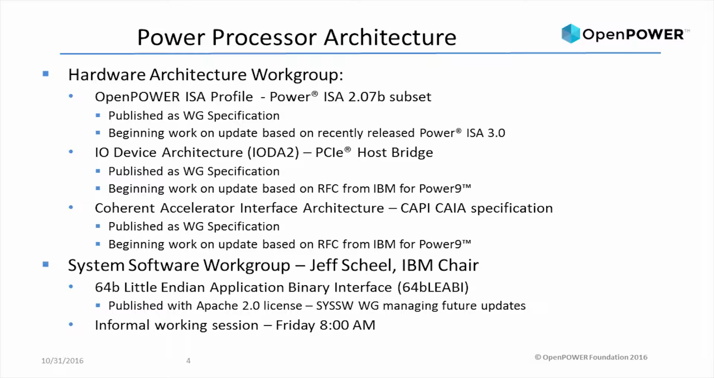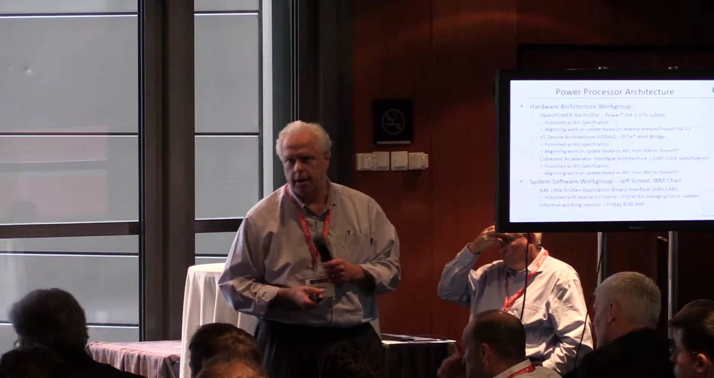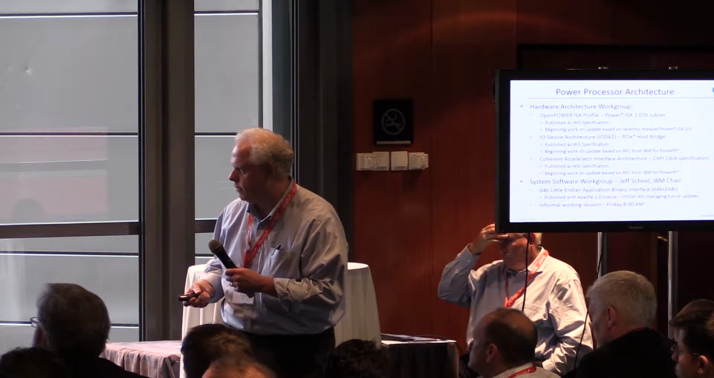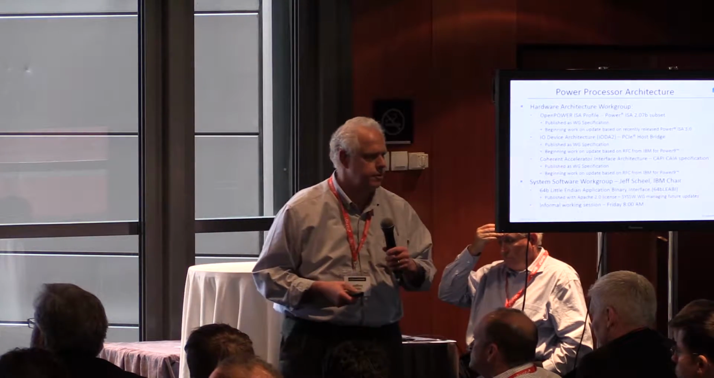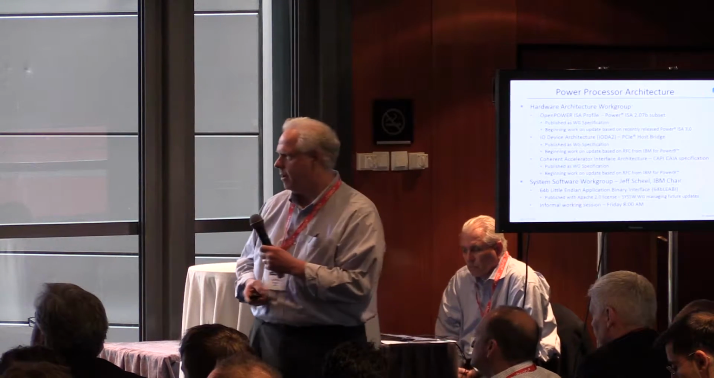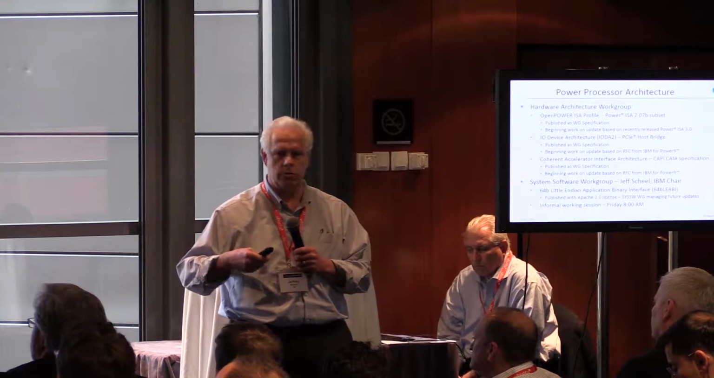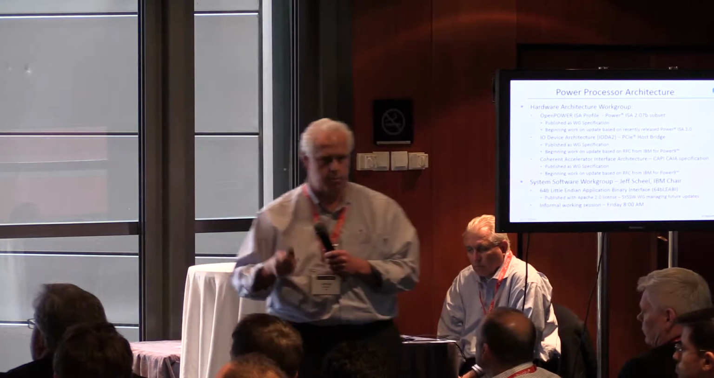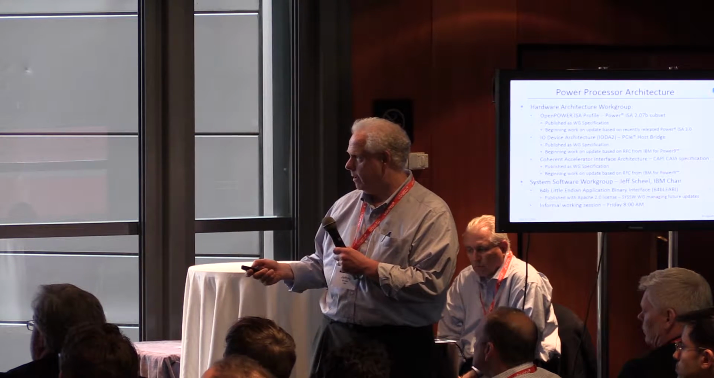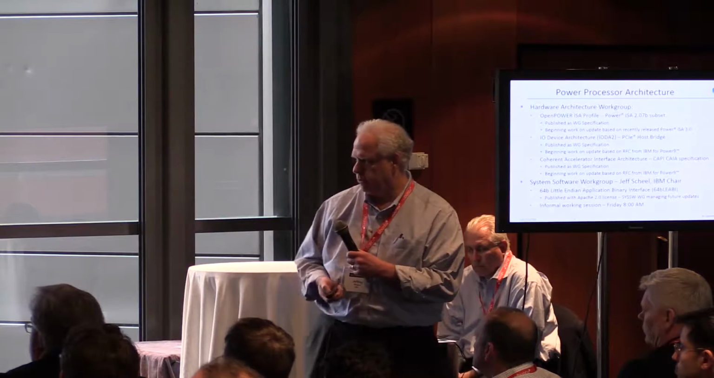I already talked about the CAIA, and within the software work group, the most important thing that we're in the process of releasing right now is the 64-bit little endian ABI ELF. That's its full name. Doesn't matter what it says up there. It's been published through the System Software Work Group, and now they're working on the next generation of it that'll describe what's going on with P9. So that's important work there. And I think there's an informal working session tomorrow morning if anybody's interested in being part of it.